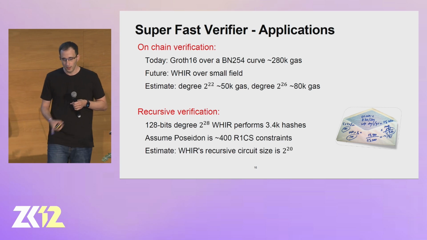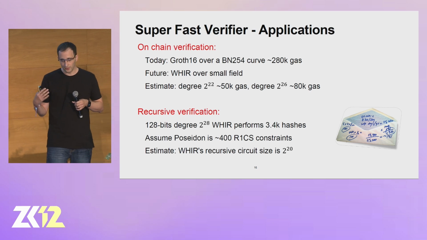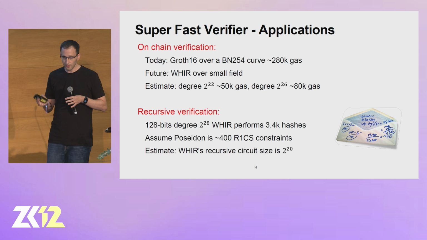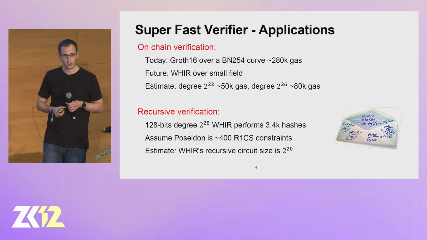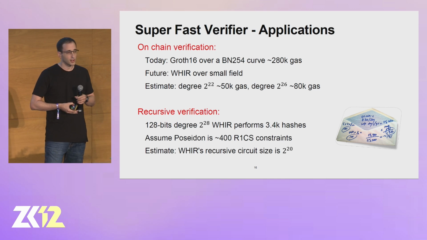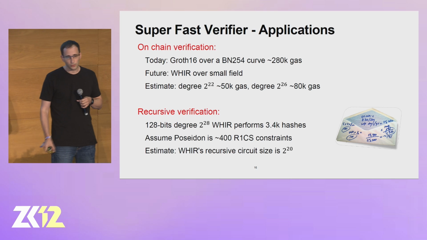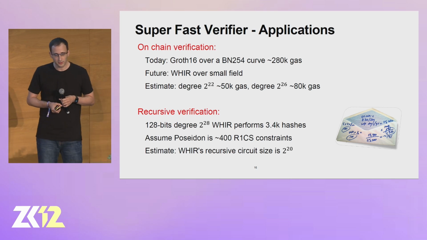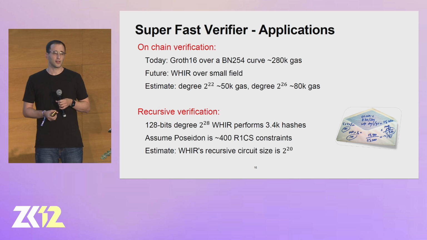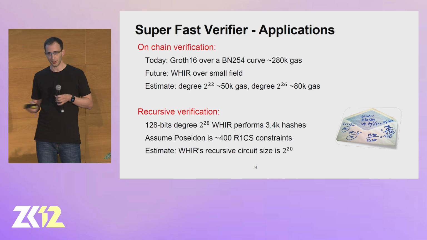computation. Then, because the query complexity of WHIR is small and the verifier is fast, what the WHIR verifier is going to do is roughly 3.4K hashes. Okay, this is to verify the Merkle tree hashes. And if you assume that this hash is Poseidon, or most of it is Poseidon, which is roughly 400 R1CS constraints, then you're going to get that the recursive circuit that you need to prove is of size 2 to the 20.